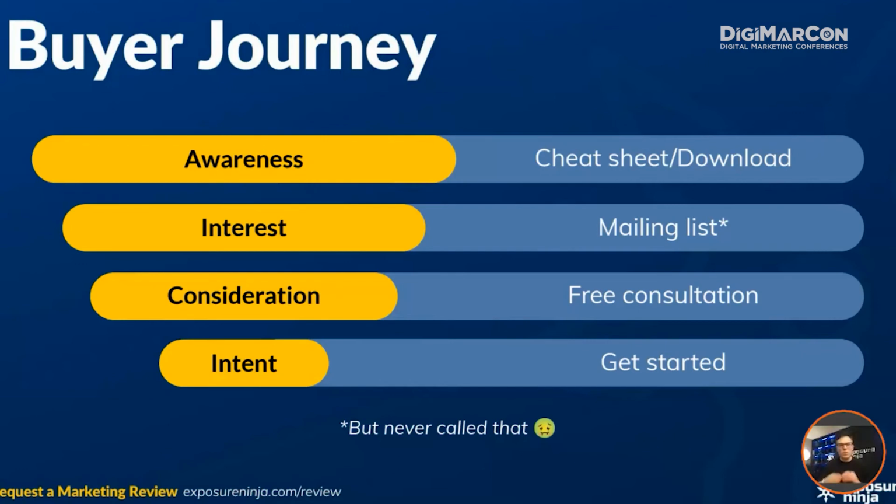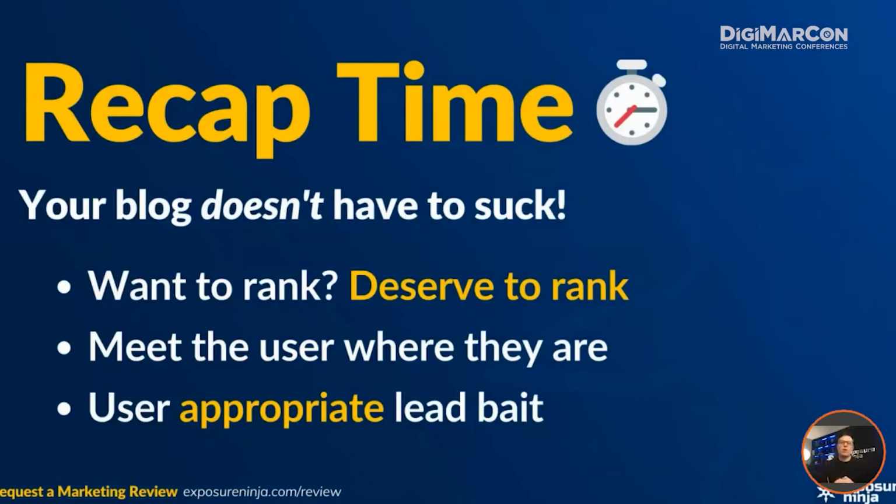So we want to make sure that our calls to action, the magnet that we're using to drive that lead, is appropriate to the stage that the buyer is at and that it's appropriate to the type of content that we're posting. Okay, so there we have it. We've got 3 tips to improve the lead generation from your content.